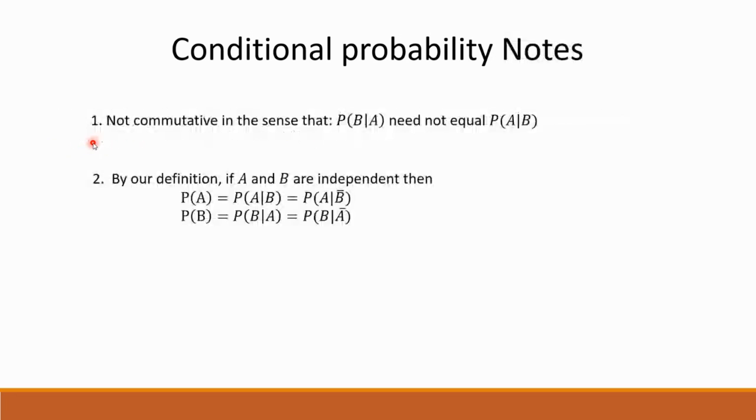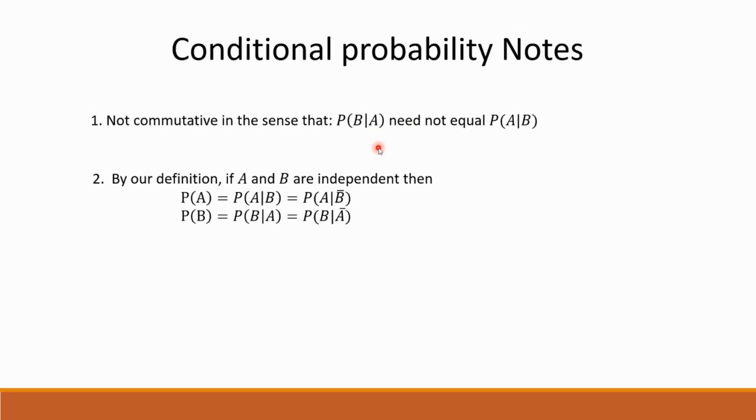Before we do that, let me put this here. They're not commutative. In other words, the probability of B given A does not have to equal the probability of A given B. They could be equal, but they don't have to be, so we can't assume they're equal. I want to say this also: it's possible that A given B may not even make sense, but B given A does.